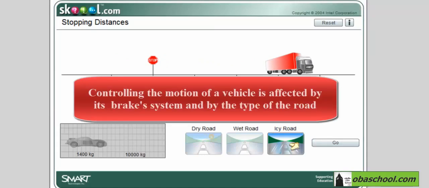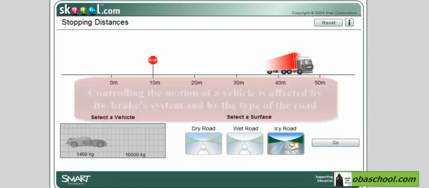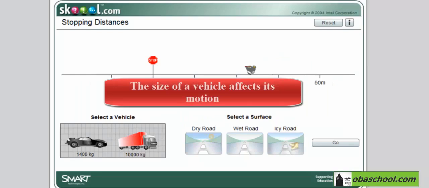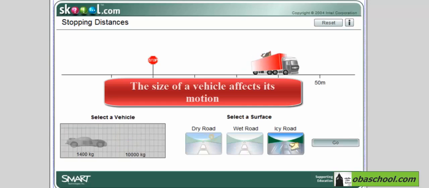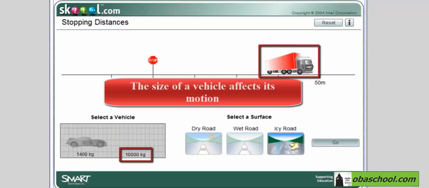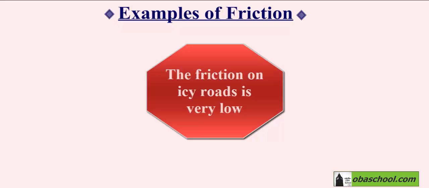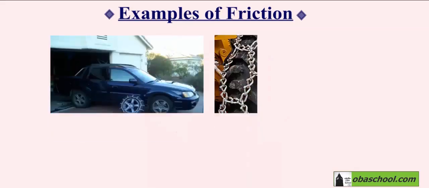So controlling the motion of a vehicle is affected by its brake system and by the type of the road. Also, it is affected by the size of the vehicle itself. Because we noticed that when we were trying out the car on the icy road, it stopped at 40 meters, but the truck almost stopped at 50 meters. So we conclude that the friction on icy roads is very low.